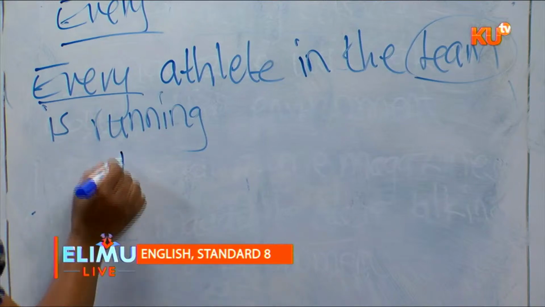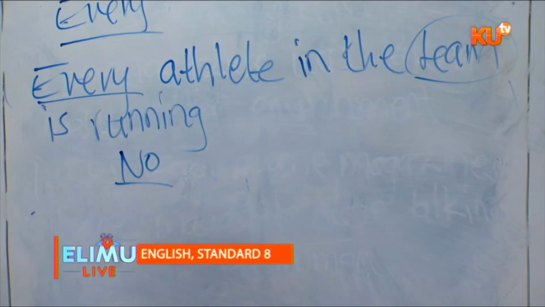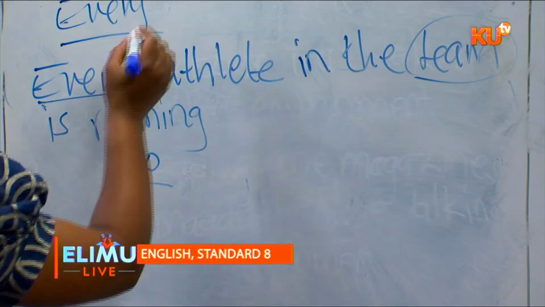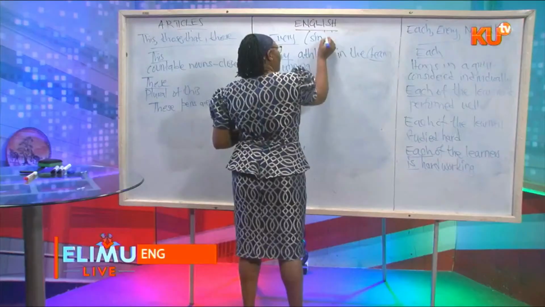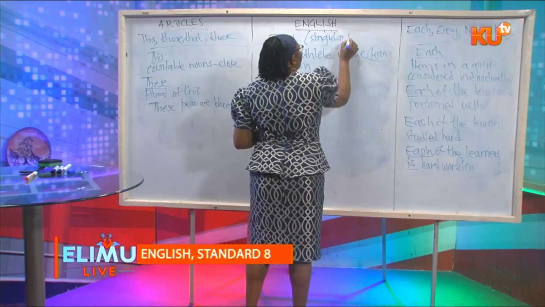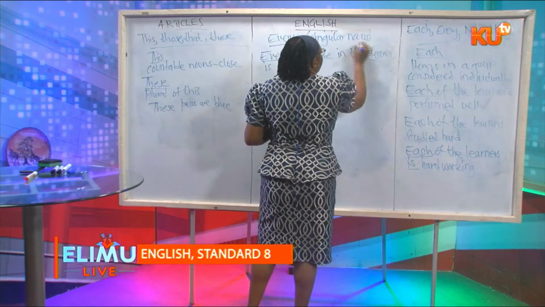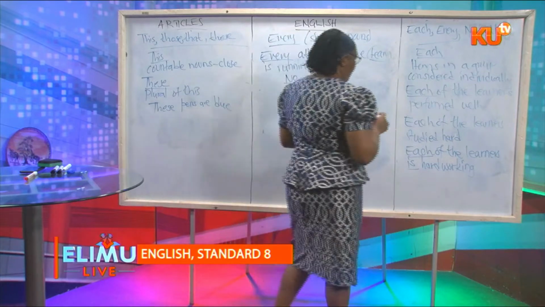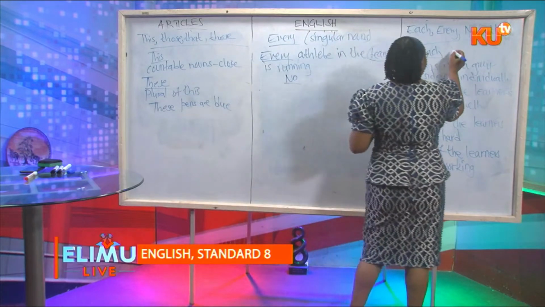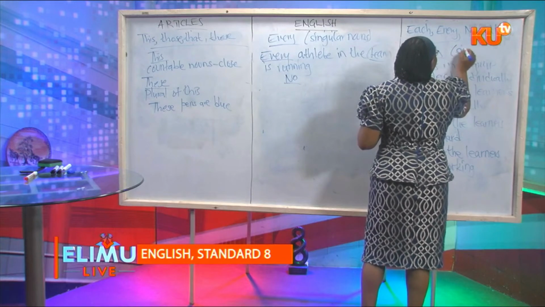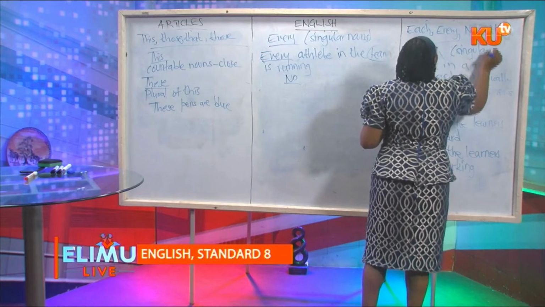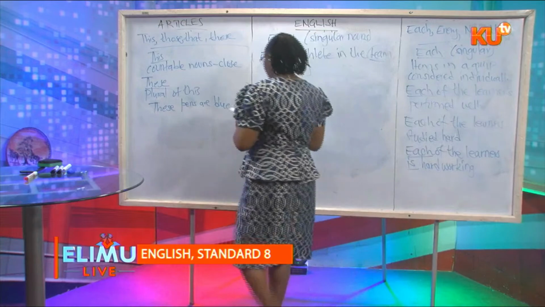Then we have the word no, determiner no. Okay, and before I forget, the word every is used in singular nouns. The same case applies to the word each. Is used with singular nouns. Then we move to determiner no.